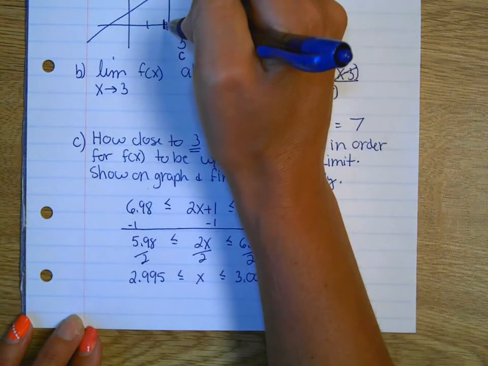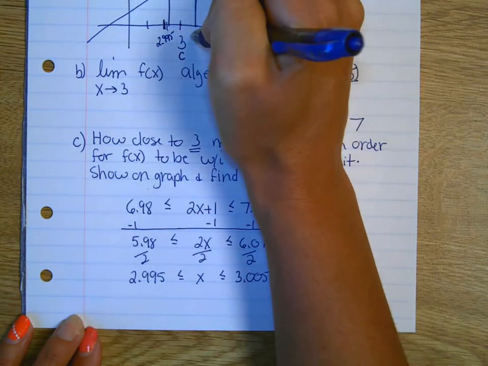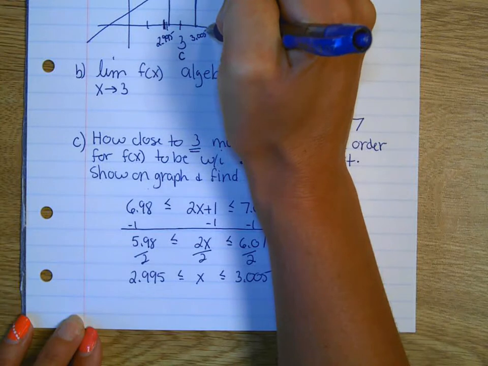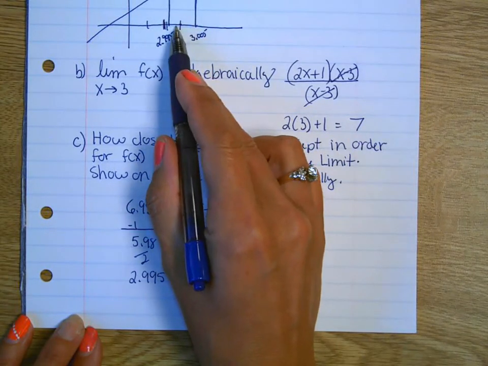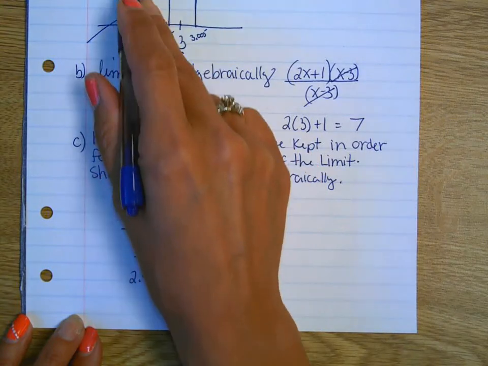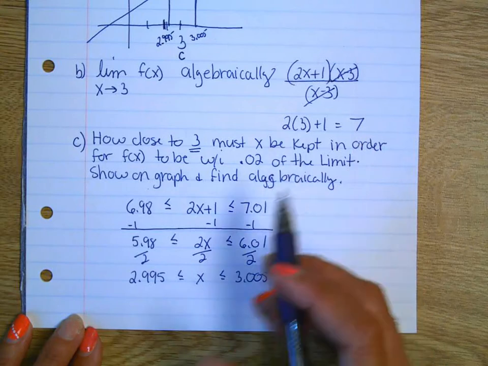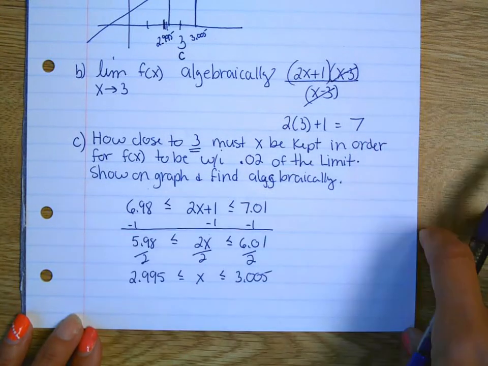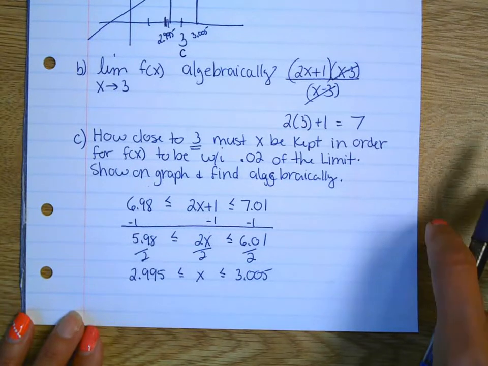So my lower boundary here is 2.995 and 3.005. So if I pick any x number in between here, I'm guaranteed to have a y value that's within 0.02 of 7. Again, you're probably thinking, why is this all important? You're going to see in Chapter 2 where the whole foundation of calculus is based off of limits.